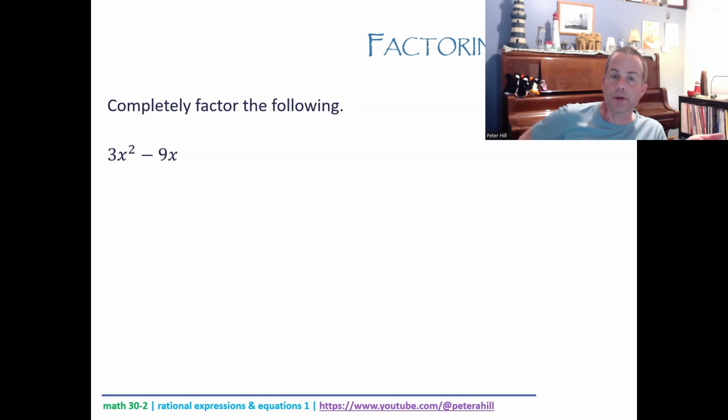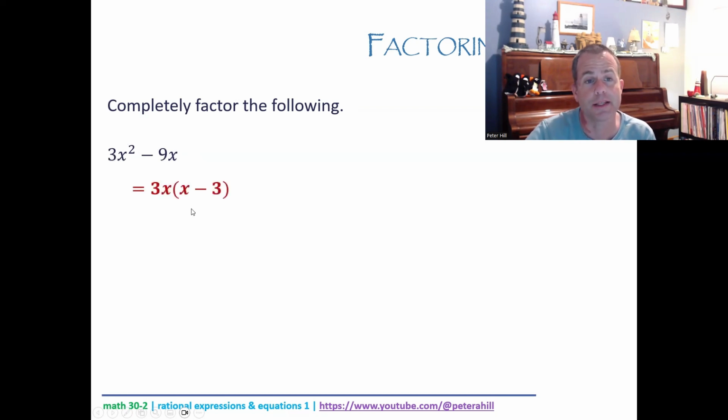So 3x squared minus 9x, greatest common factor there is 3x. So then if I take out the 3x, I'm dividing this by 3x, I'll be left with x. I'm dividing negative 9x by 3x, and I'll be left with negative 3. So 3x times x minus 3. Okay? We got this. Factoring is not scary.